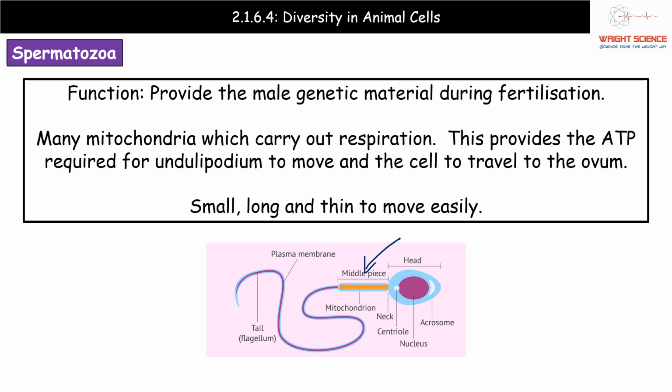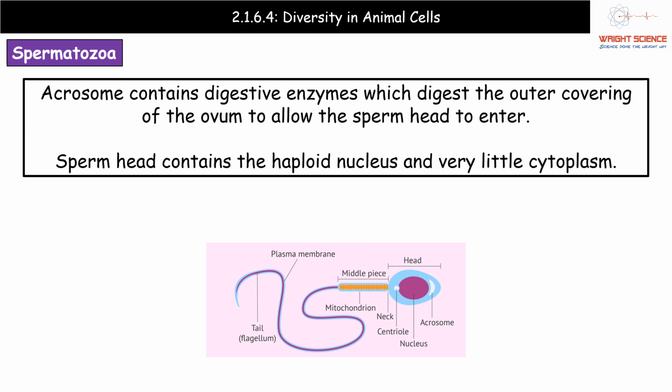Now, obviously the movement of that undulipodium is all to do with allowing the cell to travel to the ovum for that process of fertilization to take place. Other bits we see here, they're small, long and thin. Obviously that means they can move through those different channels within the body nice and easily. And they've got this region at the front here called the acrosome. Now the acrosome is that region in the head of that spermatozoa which contains digestive enzymes.